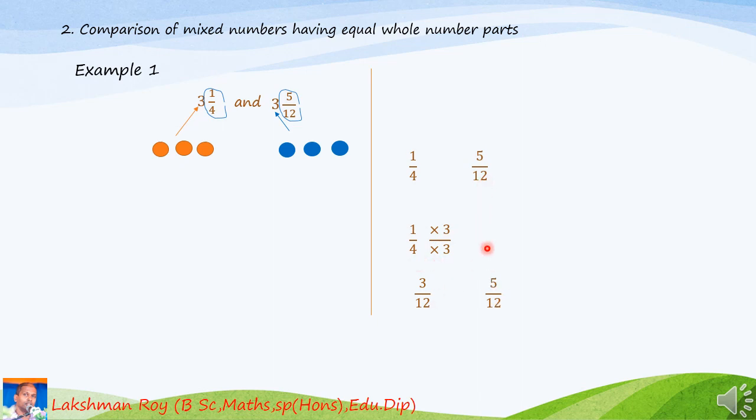Now what is the big one? Compare these two now. This fraction is the equivalent fraction to 1 fourth. 12 parts, 12 parts. Then for the numerator, 3 parts taken, 5 parts taken. That means 5 parts is bigger. From these two fractions, this fraction is the big one. So in the mixed numbers, 3 and 1 fourth and 3 and 5 twelfths, this fraction is big. That means this mixed number is big.